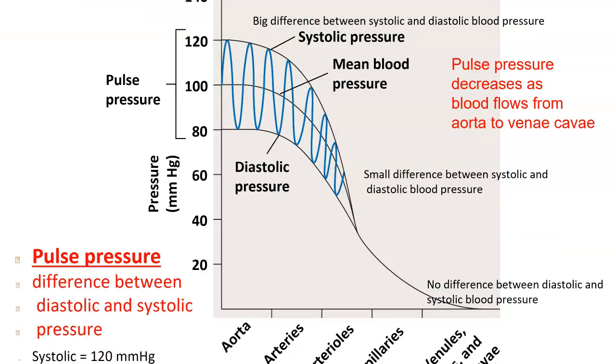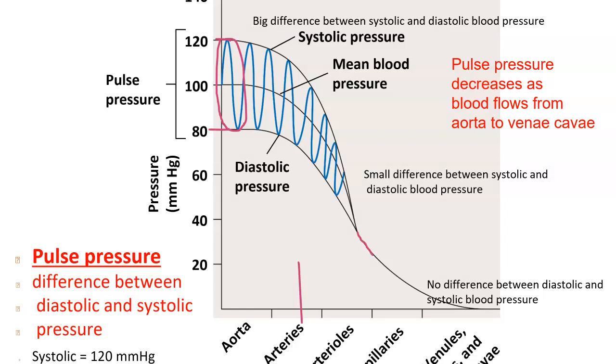Pulse pressure is the difference between diastolic and systolic pressure. So if the systolic pressure is 120 millimeters of mercury and the diastolic pressure is 80 millimeters of mercury, pulse pressure at that point would be 40 millimeters of mercury, 120 minus 80. And this will be the pulse pressure at the aorta, which is the largest blood vessel. I should say the largest artery. As the blood vessels decrease, so does pulse pressure until it pretty much disappears.